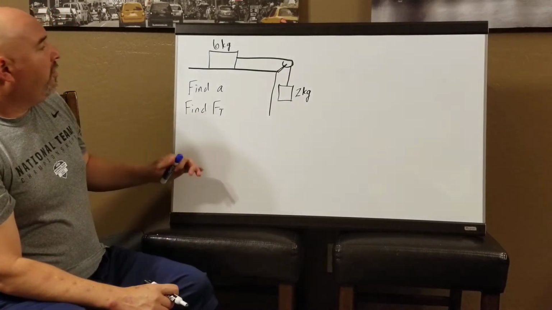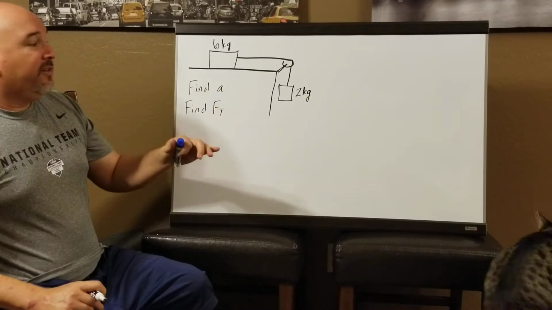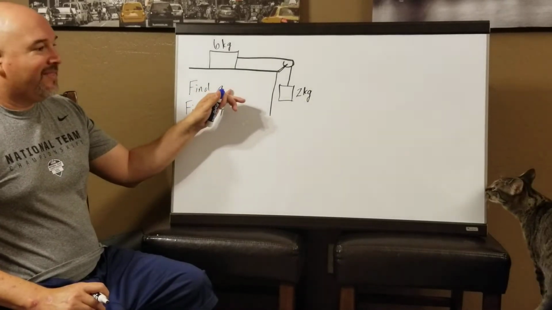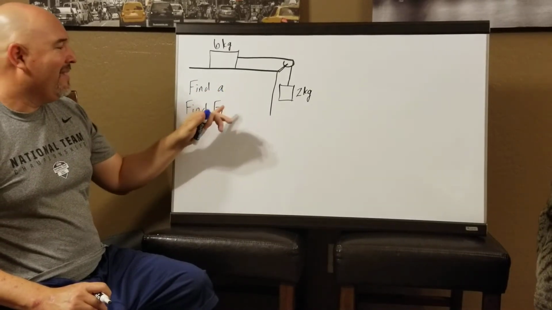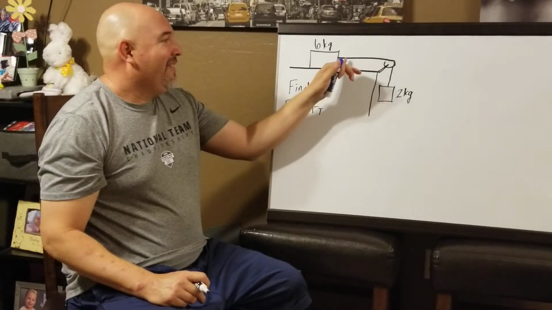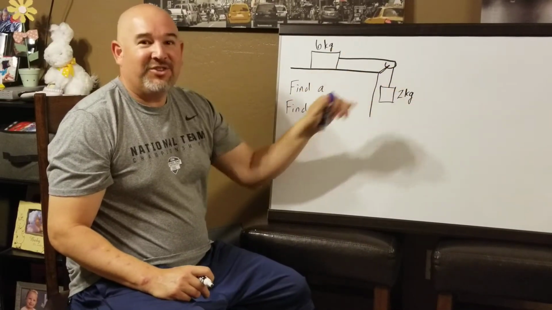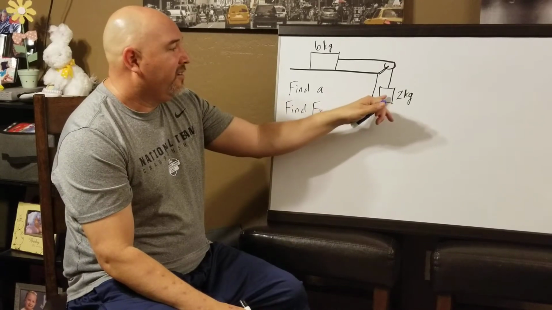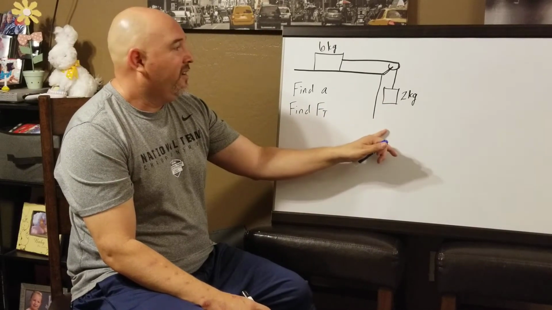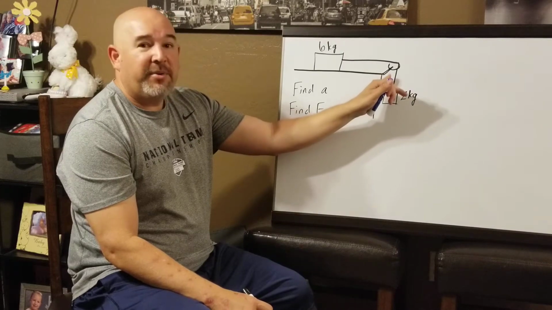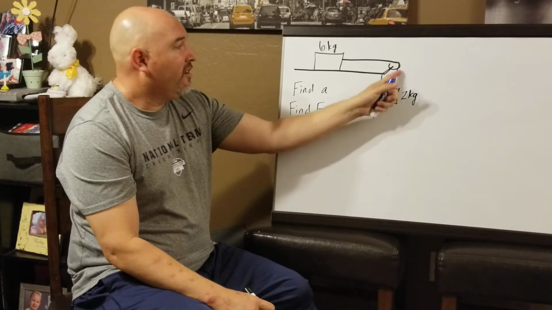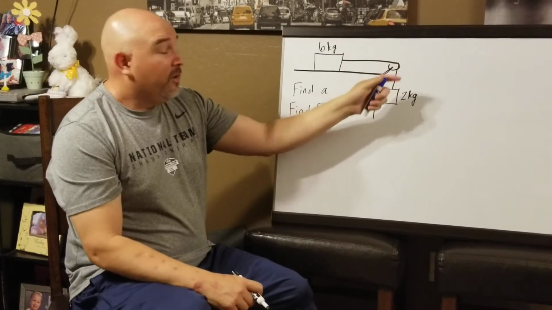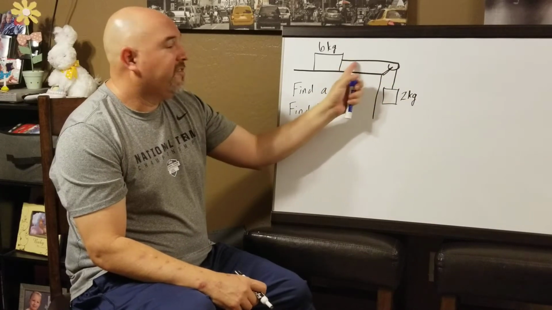So what we're going to do is look at this and find the acceleration. We're going to find the tension in the cable, that's this cable right here that's attaching the two blocks. So we have this block right here. We're going to have the force of gravity down this way. We're going to have the tension in the cable right up here. Well, this is all the same cable, which means that this tension right here is going to equal this tension right here.